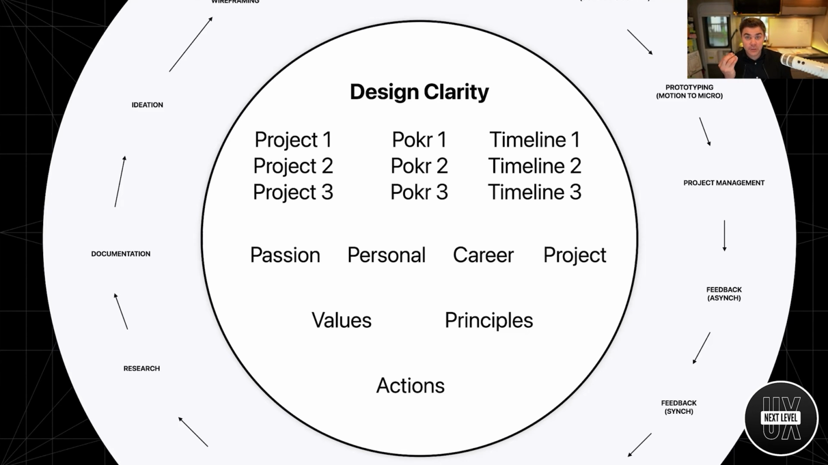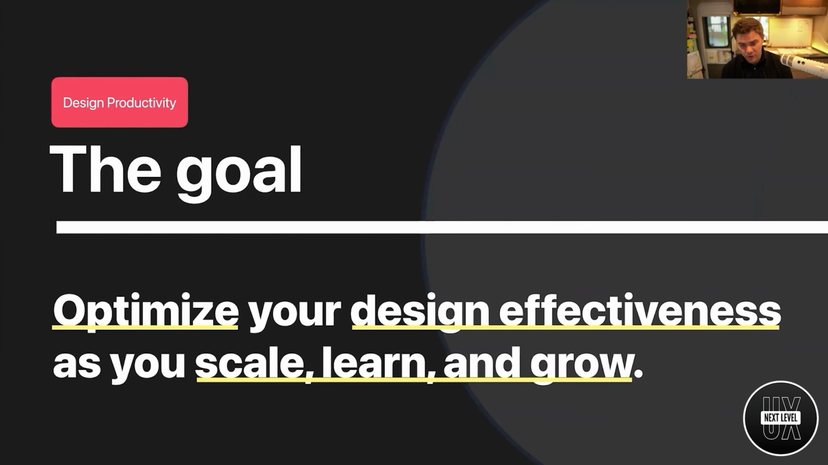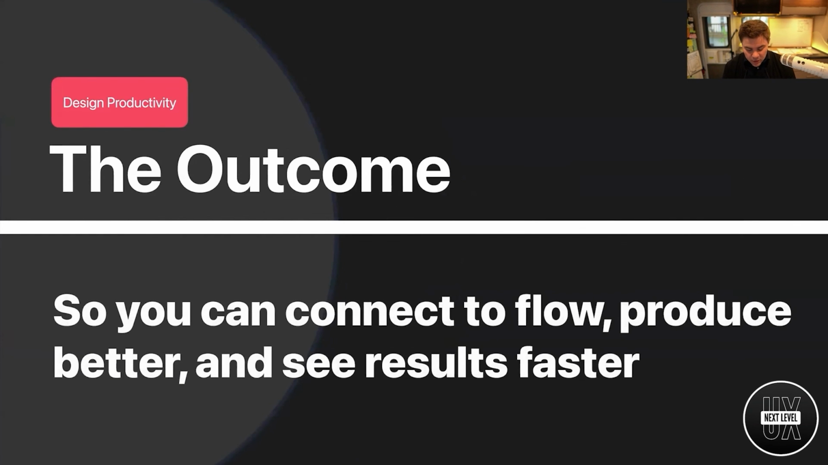Then we have values and principles, which are always going to be important, because if you never talk about your principles and values, then you might be flailing and not really focus on what really matters, because it ends up coming back to these actions that you need to take, the actions that support all these things, right? Because the goal, and if I go back to design productivity, the goal of that is literally you're optimizing your design effectiveness so you can scale, learn, and grow, because you want to still connect to that flow and produce better and see the results faster.